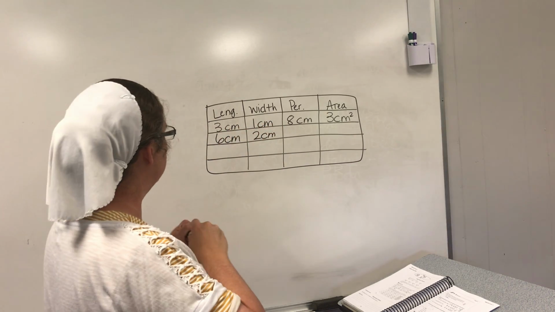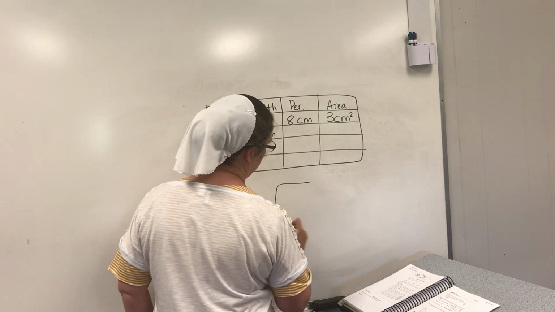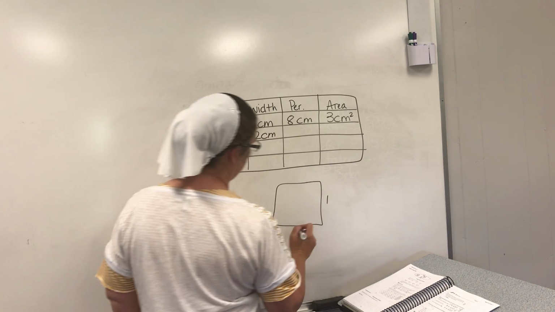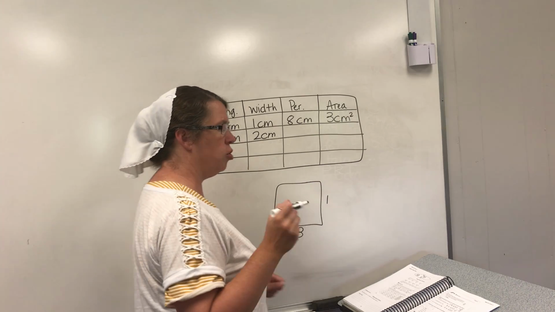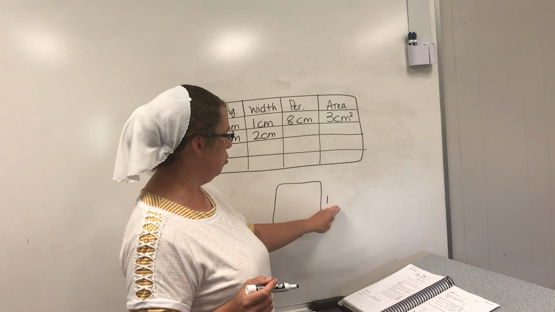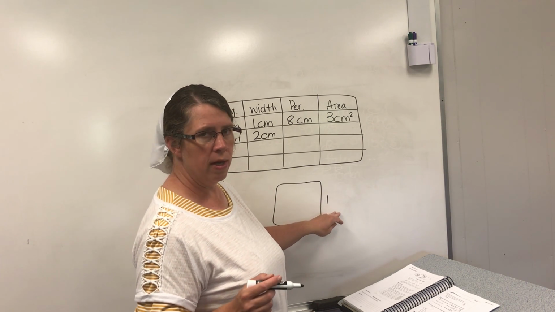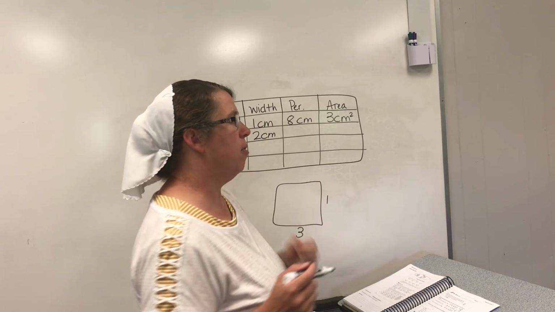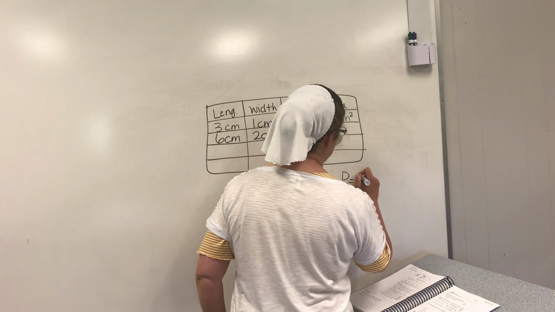So if we have a box that is length and width, just like this, our width is 1 and our length is 3. And our perimeter, remember, is 2L plus 2W. So 2 times length plus 2 times width would be 6 plus 2 would be 8 centimeters.